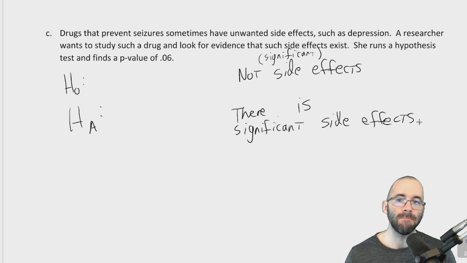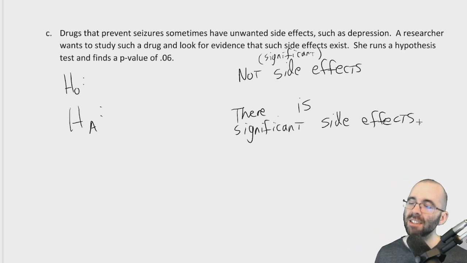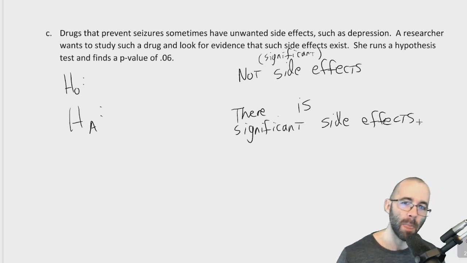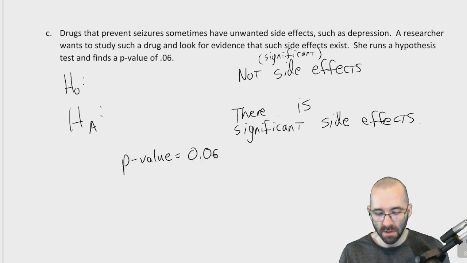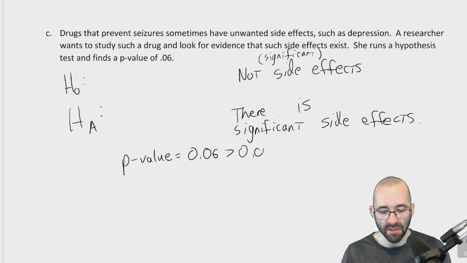All right. We're looking for evidence that there are statistically significant side effects. Our p-value is 0.06. Well, that's bigger than alpha. We fail to reject.